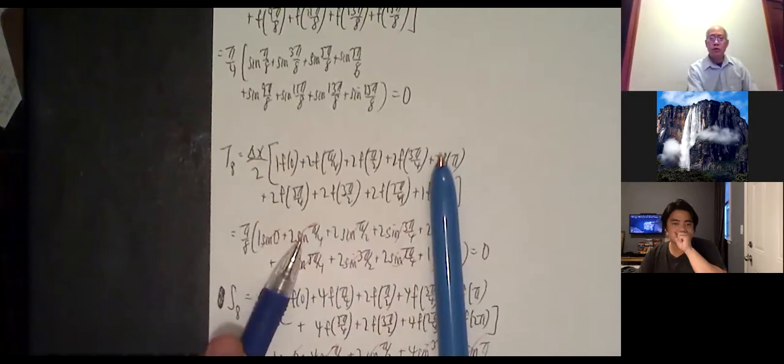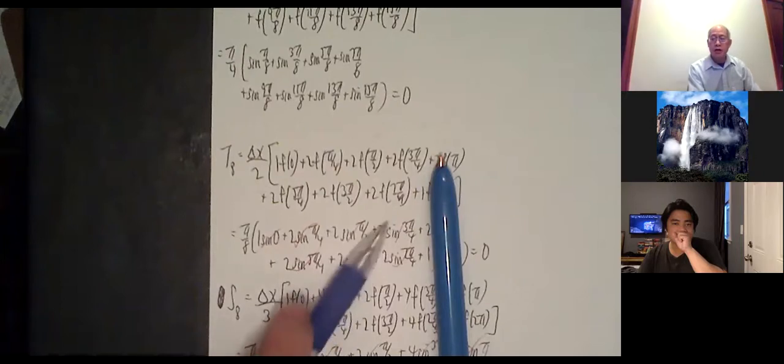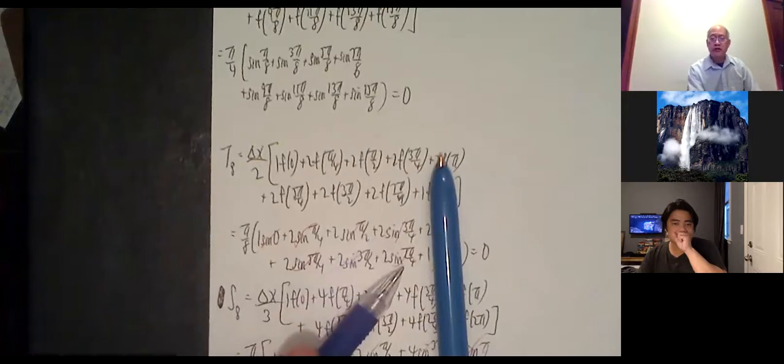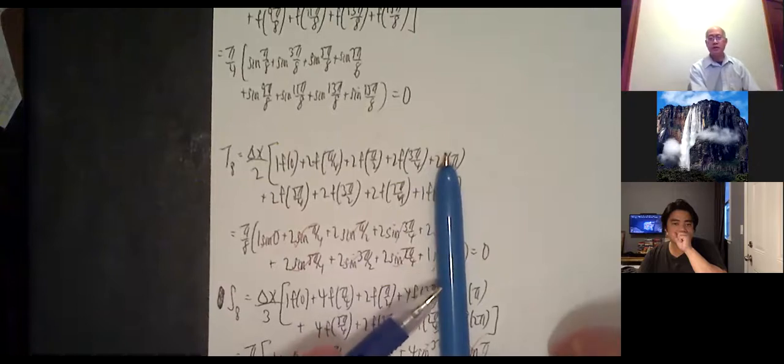Sine of pi over 4, radical 2 over 2. Sine of 5 pi over 4, negative radical 2 over 2. These cancel out. Same thing here. Sine of 3 pi over 4, radical 2 over 2. Sine of 7 pi over 4, negative radical 2 over 2. These cancel out. So once again, you get 0.